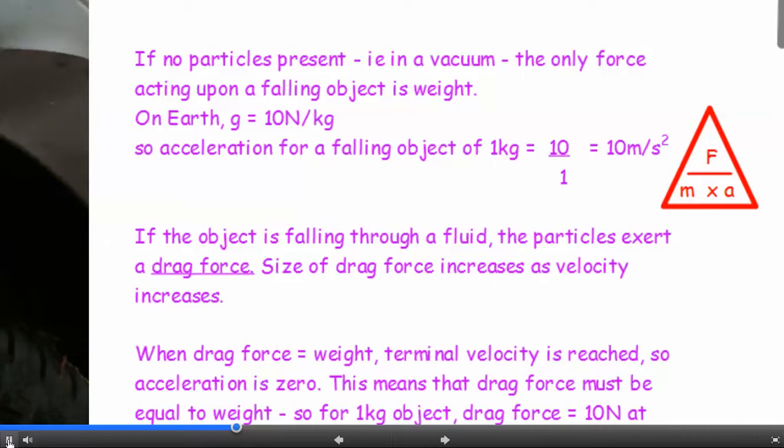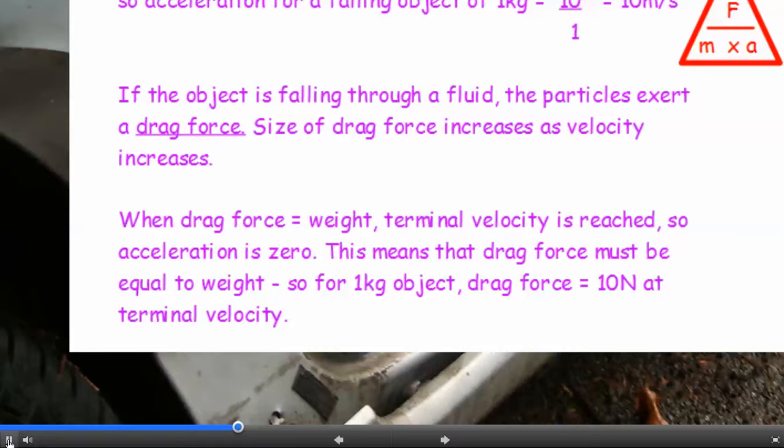Now, in most cases, the object is falling through a fluid, not through a vacuum, and so the particles of the fluid exert a drag force. The size of the drag force increases as the velocity increases. Now, when it's reached a high enough velocity that the drag force is equal to the weight, terminal velocity is reached. And that means that acceleration is 0.